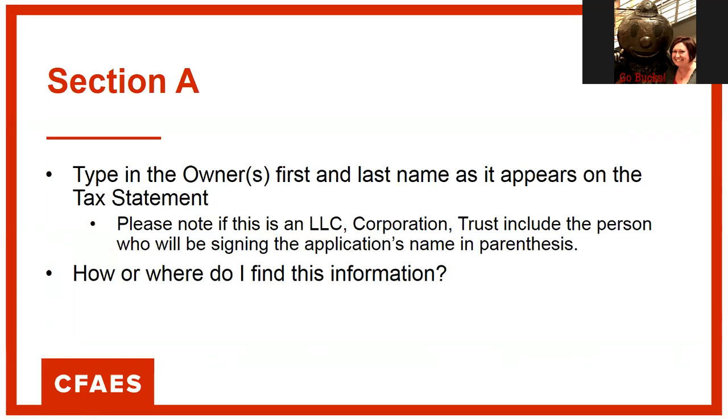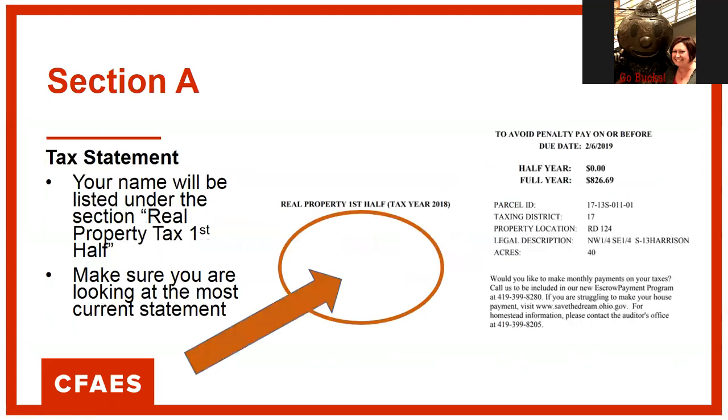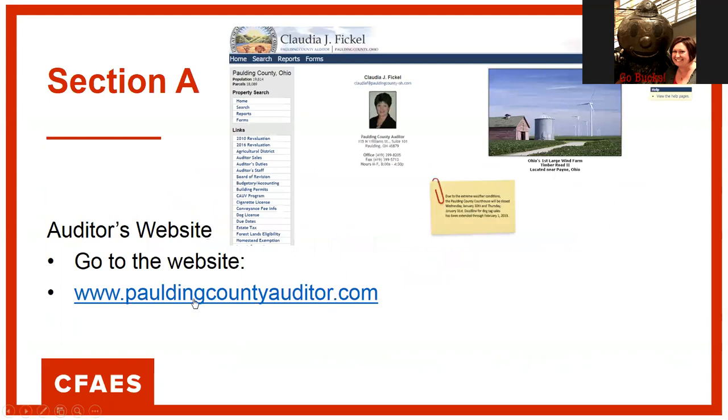So where do we find the information? First of all, refer to your tax statement or find it at the auditor's website. If you have your tax statement, this is just the top half. I've whited out a name, and you'll look underneath the left side that says real property, first half. Just make sure you have a current tax statement to make sure the name is listed correctly. The other way is to go back to the Paulding County Auditor website, www.pauldingcountyauditor.com.